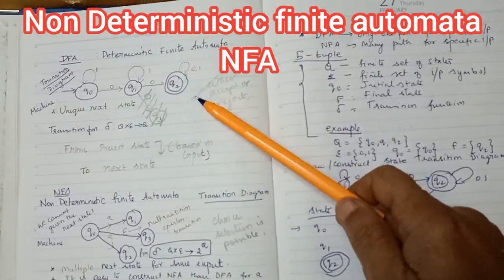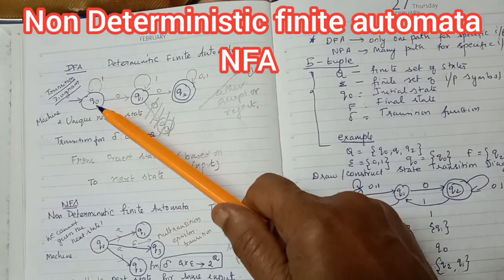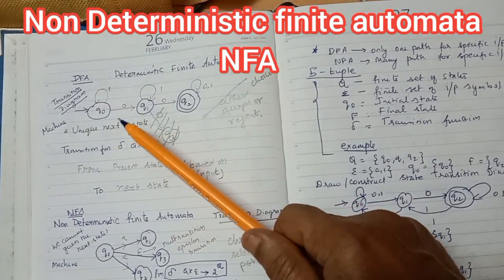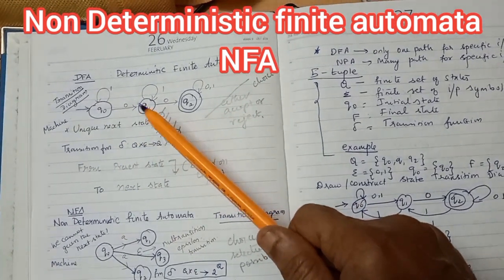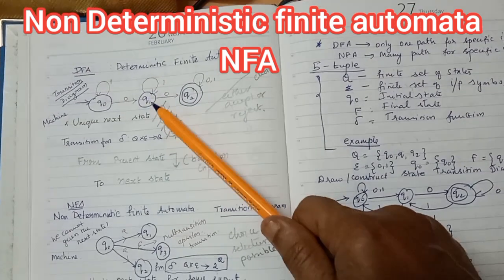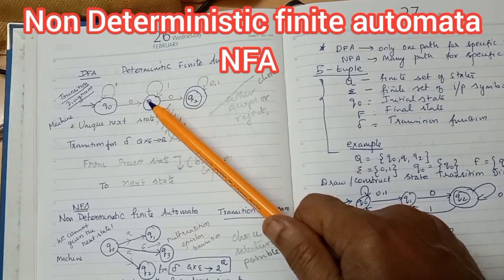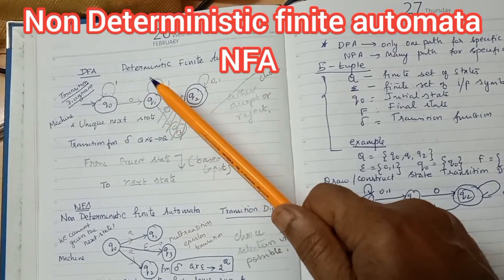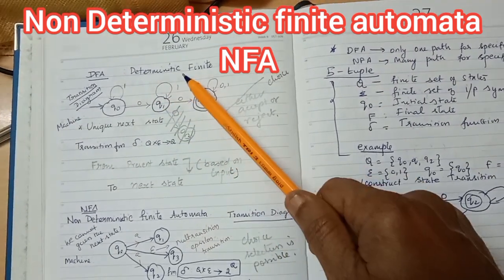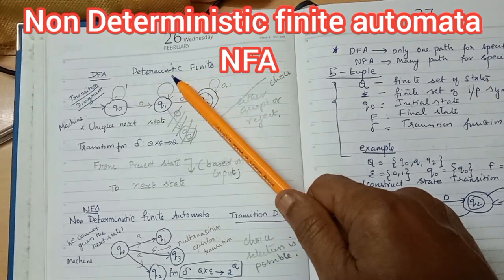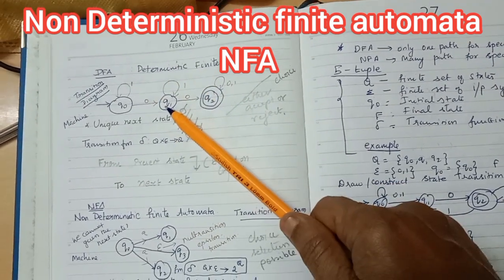The characteristic is that every input symbol must go to a unique next state. That is what deterministic means: we can predict, we can confirm, we can assure what the next state is.